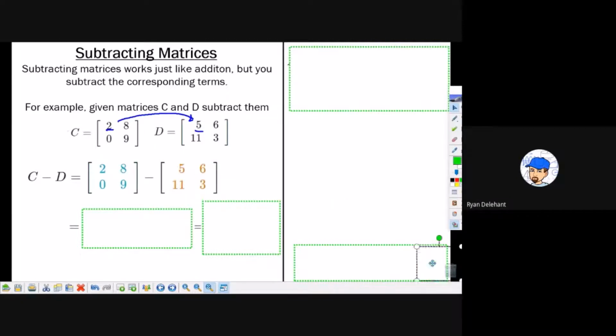So we could write this out that we're going to subtract these, but this means 2 minus the 5, 8 minus the 6, 0 minus the 11. Now with subtraction, you do need to be cautious and remember that the order that you subtract in matters, okay? Because you can get some negatives in here. So 9 minus 3. So what's 2 minus 5?